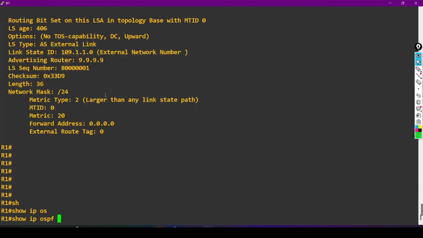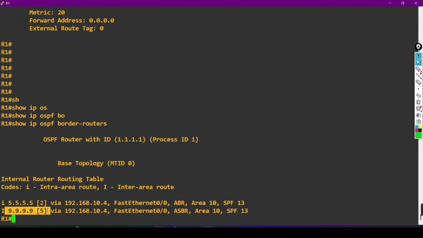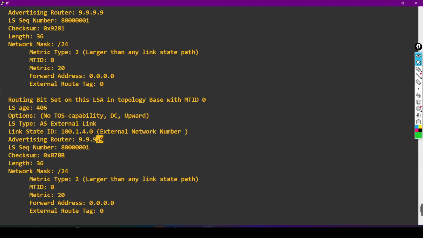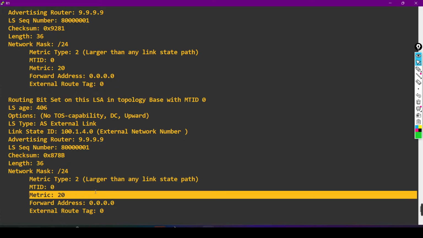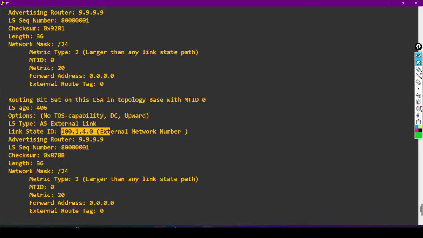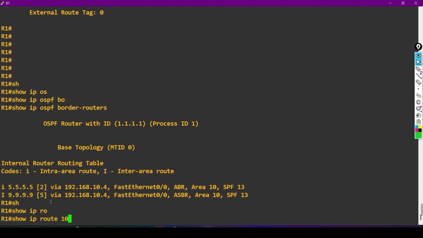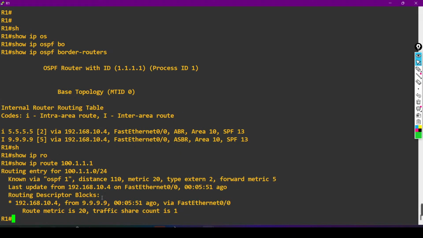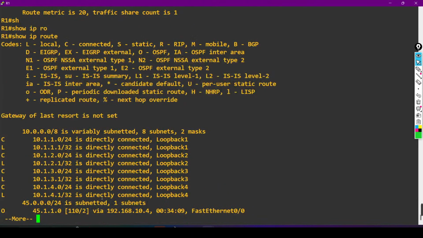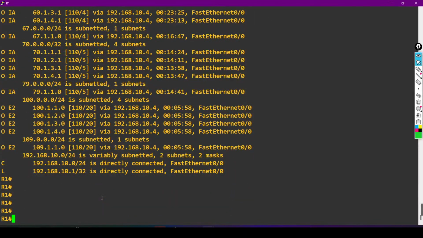So IP OSPF border router. What is the cost, guys, to reach the ASBR? 5. Yes or no? And what is the cost from 9.9.9.9 to this network? 20. So what will be the total metric to reach this network? 20 plus 5. So IP route 100.1.1.1. What is the metric? Or you can run the show IP route command directly. What is the metric? 20 only.